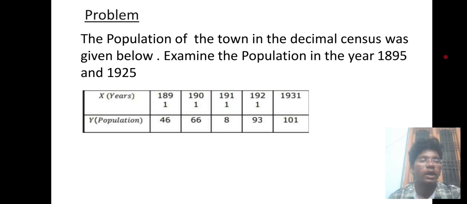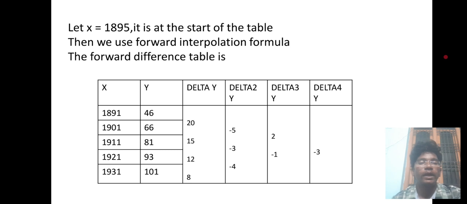Here we can see the 1895 value is at the starting of the table. So we use Newton's forward interpolation method. Let x equal to 1895. It is given in the table. It is at the start of the table. So we use Newton's forward interpolation formula.